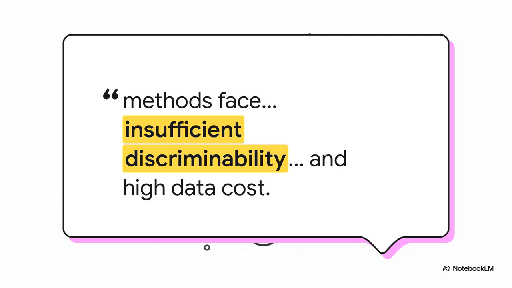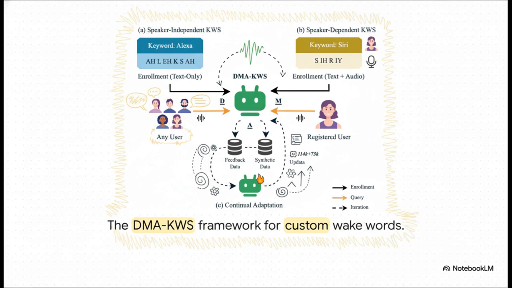They state that user-defined keyword spotting is absolutely crucial for personalized voice interaction. But they call out three massive roadblocks: insufficient discriminability, which basically means the AI gets confused easily; performance inconsistency, meaning it really struggles with different people's voices; and high data cost, meaning it usually takes way too much computing power to train. And this brilliantly illustrates the researchers' answer to those roadblocks, the DMA-KWS framework.